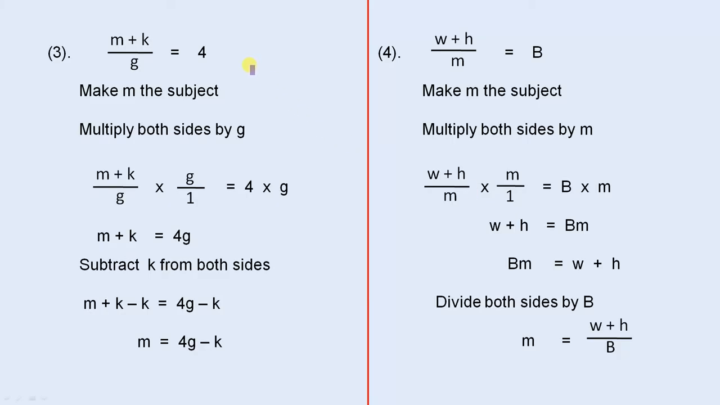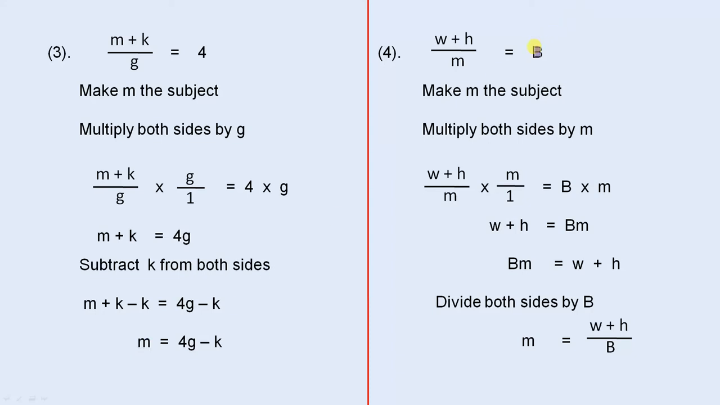Number 3, m plus k over g equals 4, make m the subject. Multiply both sides by g, which gives us that line there. When the g's cancel, we have m plus k equals 4g. Subtract k from both sides, which is this line here. And that gives us m equals 4g minus k. So m is the subject, because it's by itself on the left-hand side.